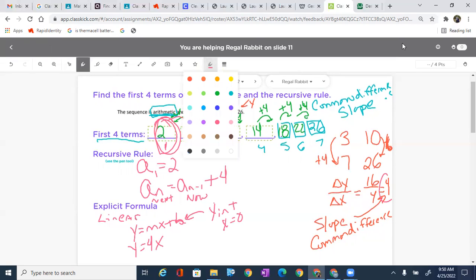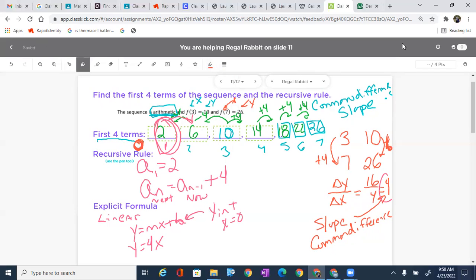So I'll do this in a different color so we can see it. Let's use orange. I'm going to go back to term number 0, and I'm going to step back another 4 to get to term number 0. So 2 minus 4 is negative 2. So there is our y-intercept. And I'm going to say 4x minus 2, because that is our y-intercept, and this is our explicit formula.